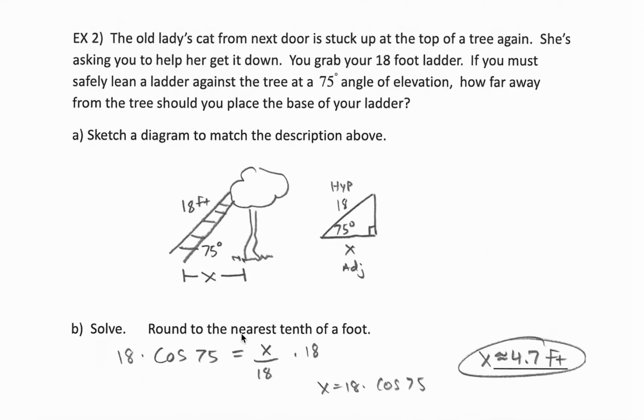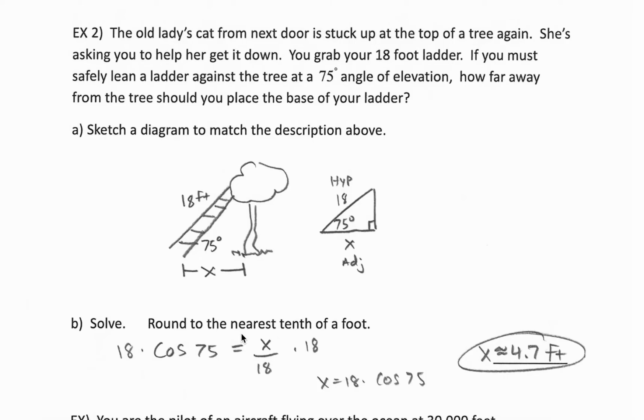In our second example here, we're asked to get a cat down from a tree. We grab an 18-foot ladder and we lean it against the tree at a 75-degree angle of elevation. And the question is, how far away from the tree should we place the base of our ladder?